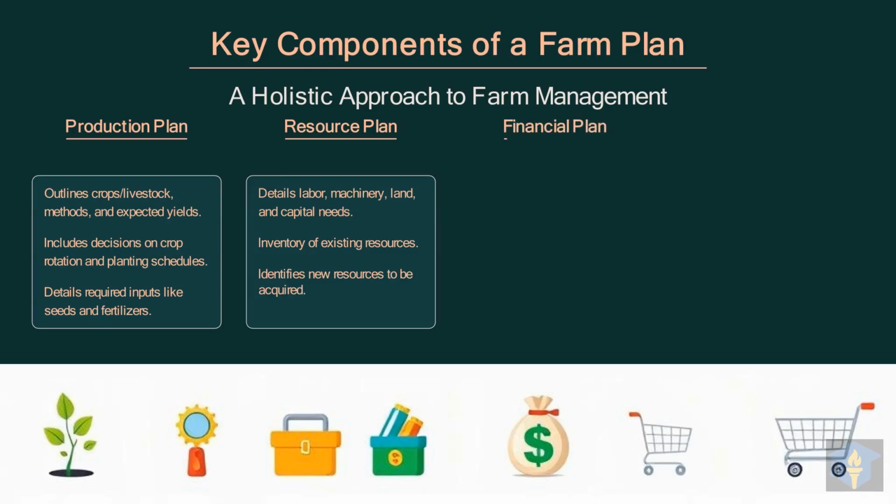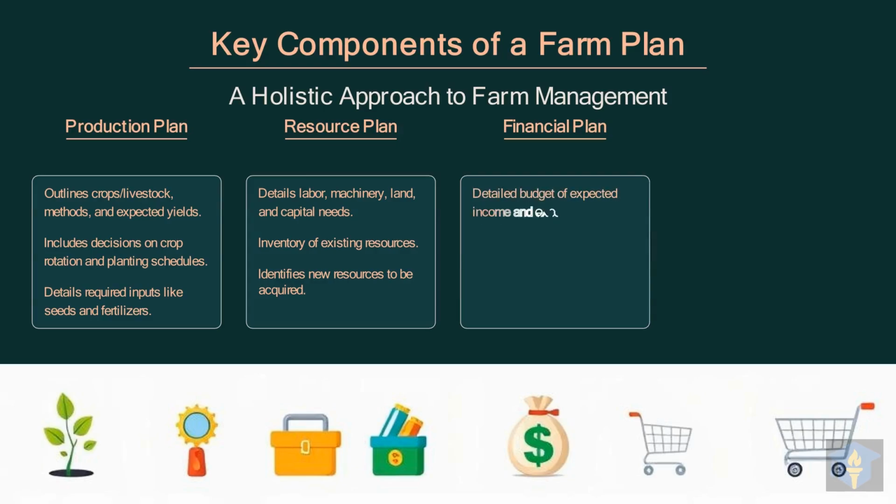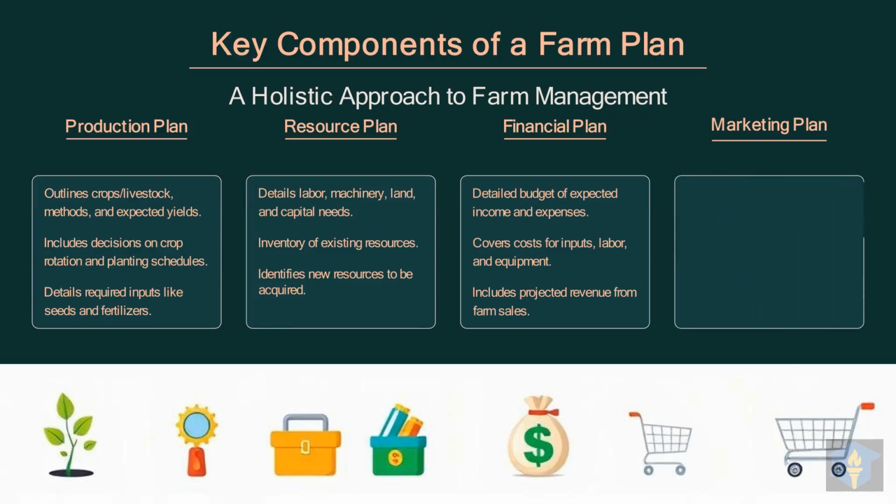The financial plan manages your money. It creates a detailed budget of expected income and expenses. This covers costs for inputs, labor, and equipment, and includes projected revenue from farm sales. Finally, the marketing plan handles sales. It outlines how your products will be sold. It defines target markets and pricing strategies, and specifies sales channels like markets or online.